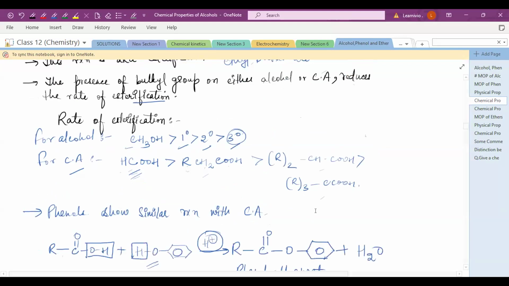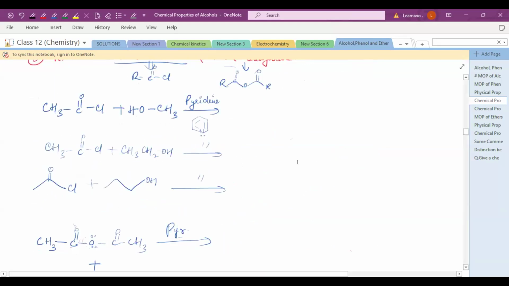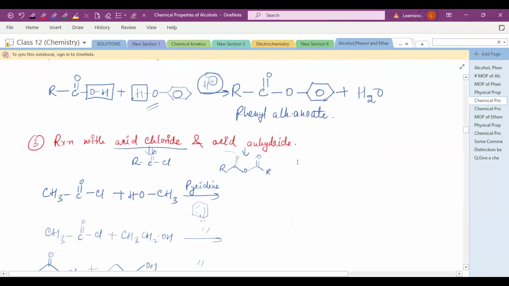Okay, ma'am. Thank you. Next one is the reaction with acid chloride and acid anhydride. Now, what is acid chloride? So, acid chloride is RCOCl. RCOCl is your acid chloride, or you can also call it acyl chloride. इसे हम क्या कहते हैं? Acyl chloride or acid chloride.